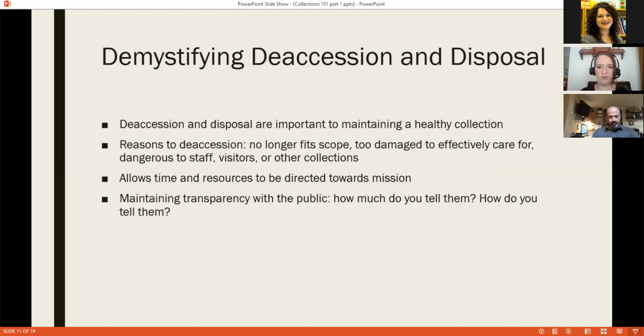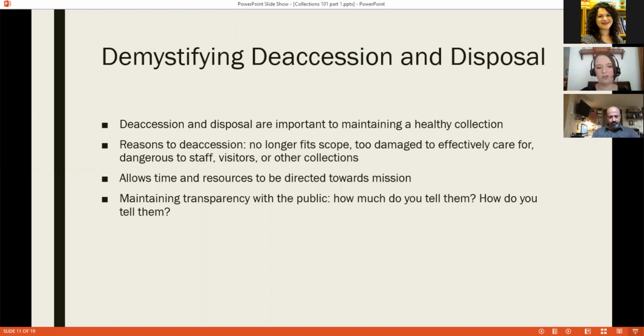A bonus of deaccession is you've rehomed items that no longer fit your scope. And so you can direct the money that would have been put towards them back towards your mission. You suddenly have a freeing up of funds.